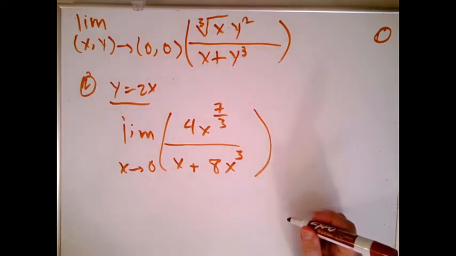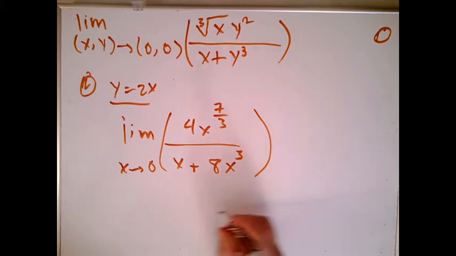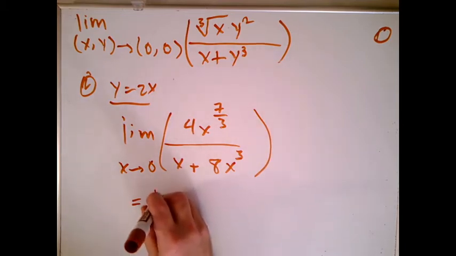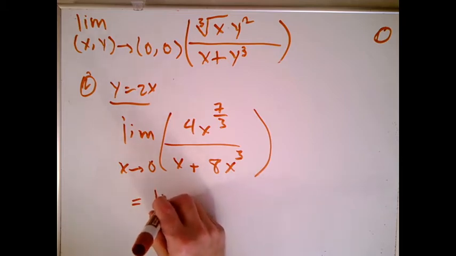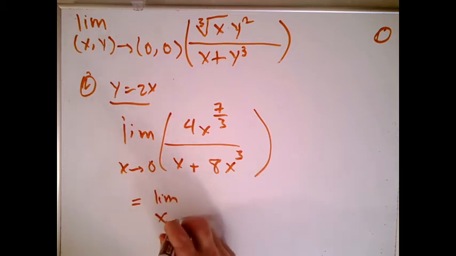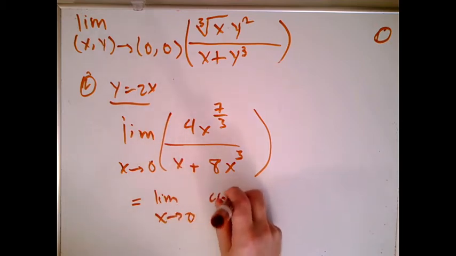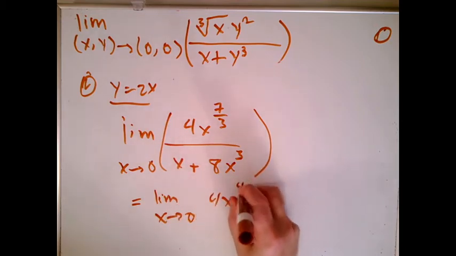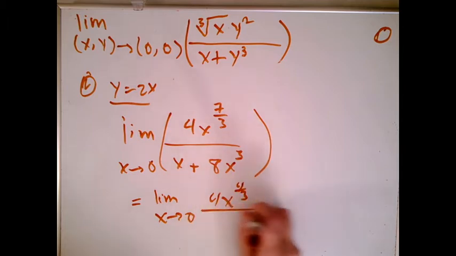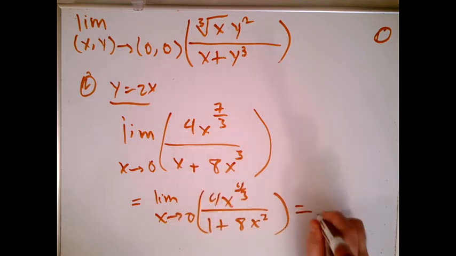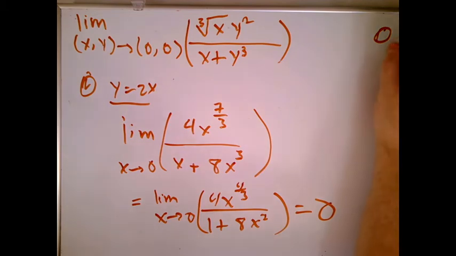I see as before, I can take an x off the top, an x off the bottom, and cancel. So I'm just going to write down what we get. I'm going to get the limit as x goes to 0. x off the top gives me 4x to the 4/3. On the bottom, I'm going to get 1 plus 8x squared. And just as we got before, I got 0 again.